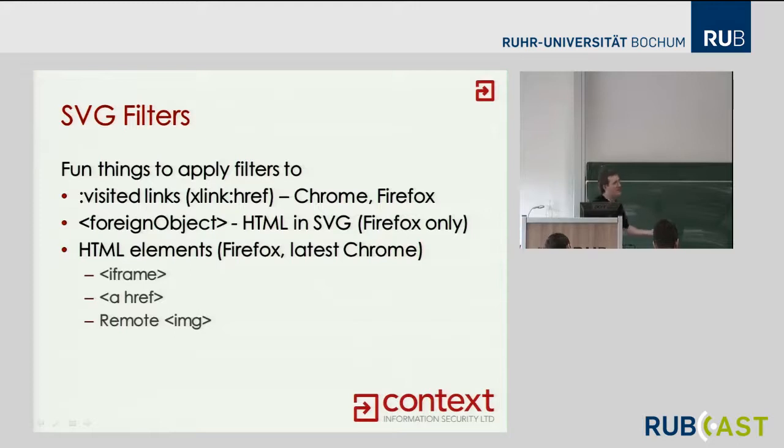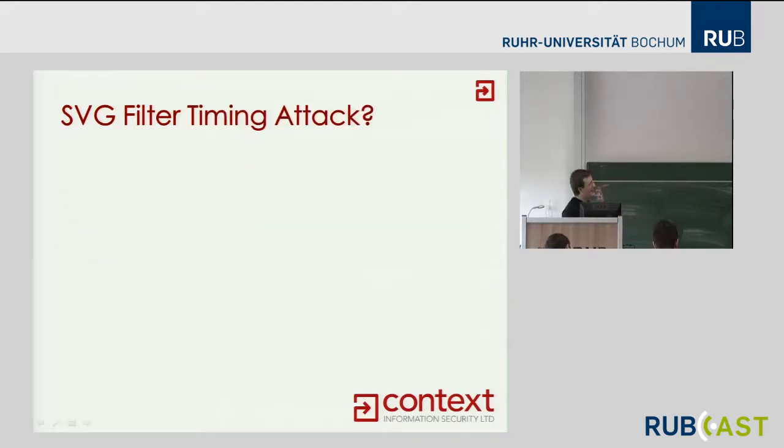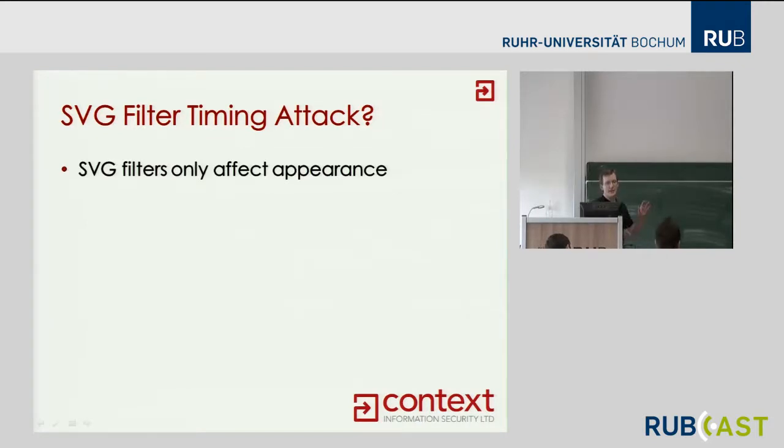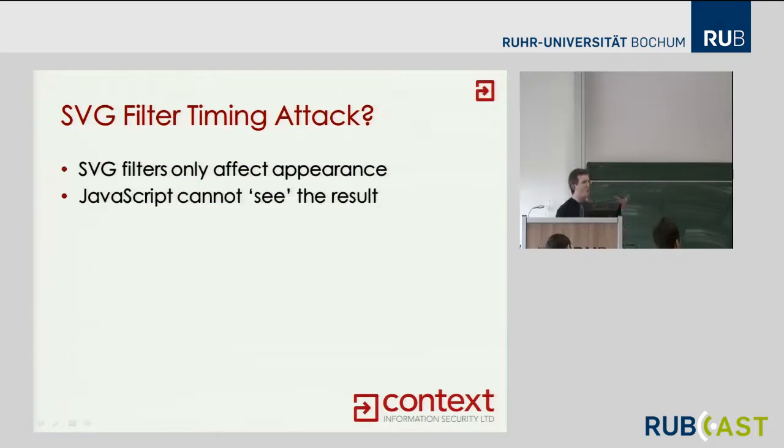So when I saw this a few years ago, I thought, this is interesting. Something doesn't seem quite right that you can apply these fancy effects to things that come from other domains. So I thought, well, is it possible to do a timing attack using SVG filters? Now, the filters only affect how the page looks. JavaScript on the page can't read any of those pixels back. It can't tell what effect the SVG filter had on the appearance of an element. So it can't see what's happening. Only you as a user can see what happens.